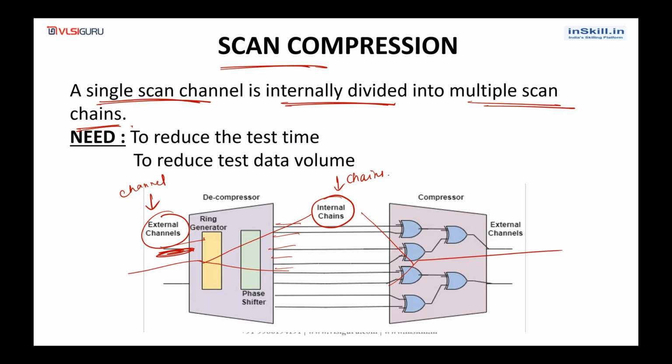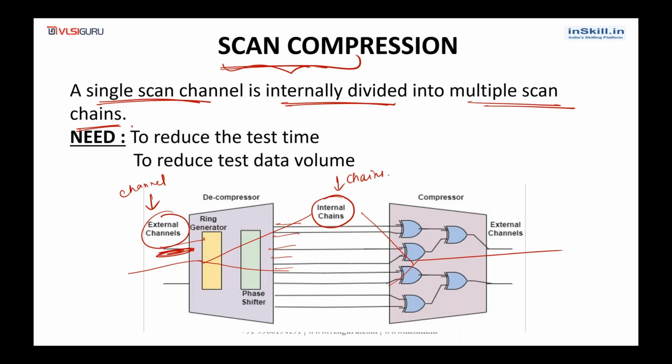Or you can also say that the internal chains are compressed into channels. That is what is called scan compression. An external channel is internally divided into multiple scan chains, or the multiple internal scan chains are compressed into channels. Both are correct; it is just the way in which we express it, but both definitions are correct.